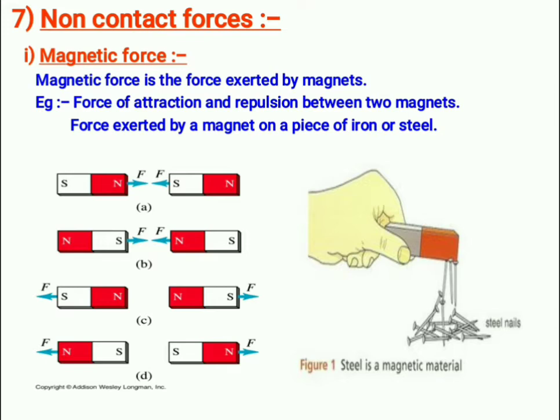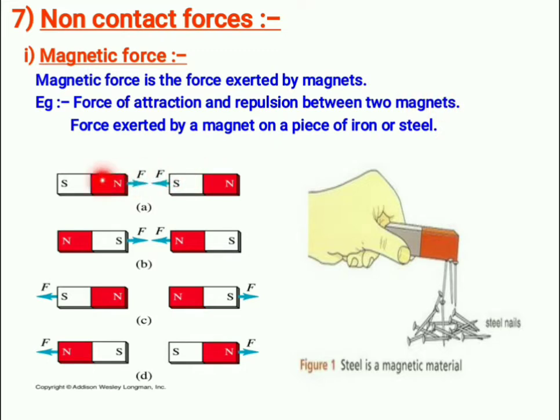Under non-contact force we are going to learn about magnetic force. First we are going to learn about magnetic force. As you all know, magnetic force does not require any contact of objects. See here, magnetic force is a force exerted by magnets. Examples: the force of attraction and repulsion between two magnets, and the force exerted by a magnet on a piece of iron or steel. See here, the first example, the force of attraction and repulsion between magnets.